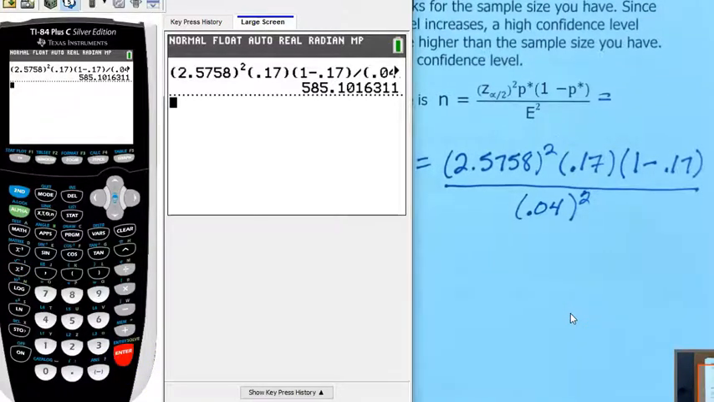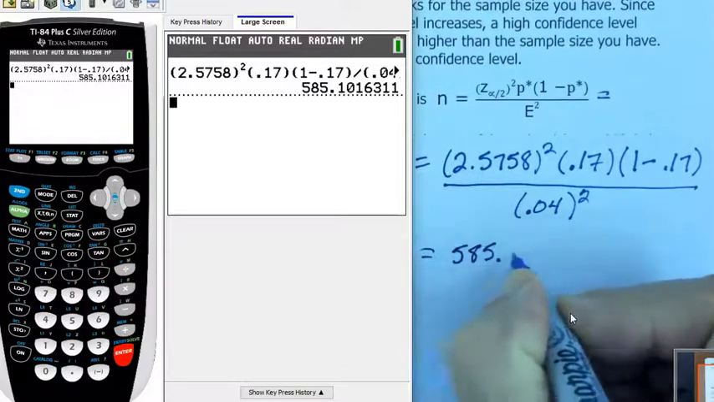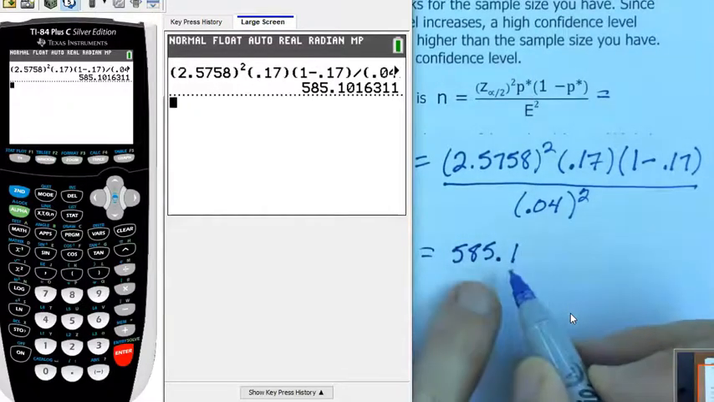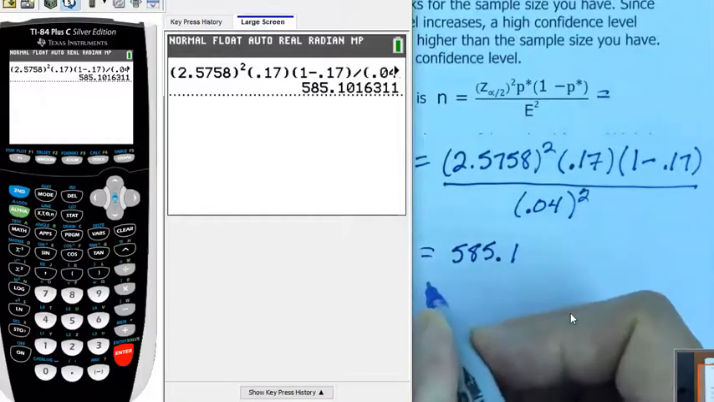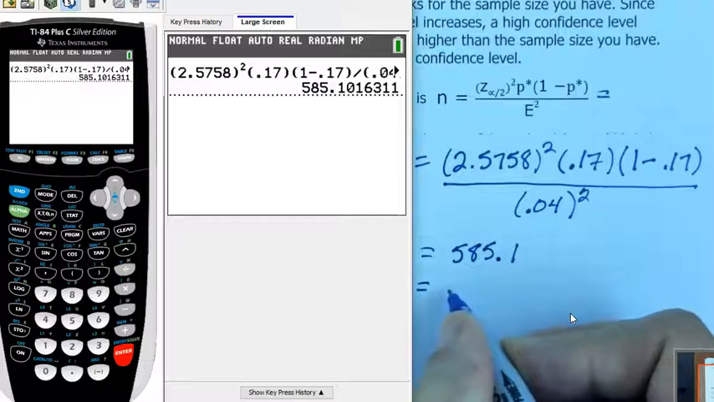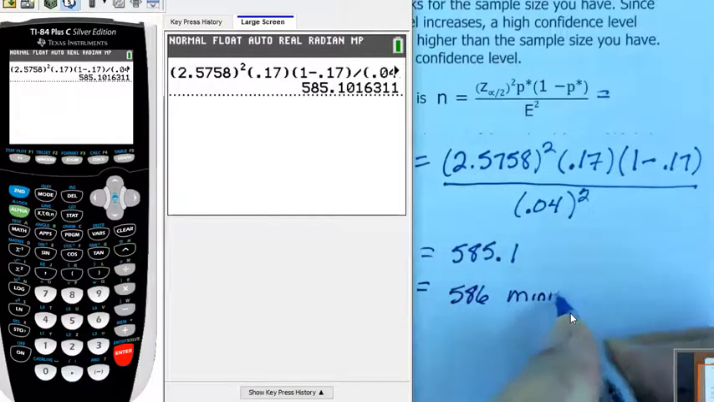That gives me an answer of 585.1. For minimum sample size problems, you always have to take this number and round it up to the next highest number, no matter what. So even though it's only a 0.1 here, I have to round this up to 586. That would be my minimum sample size.